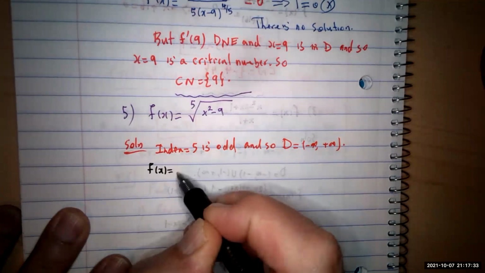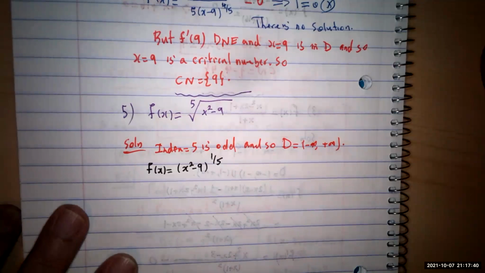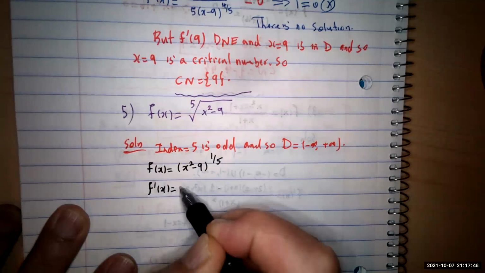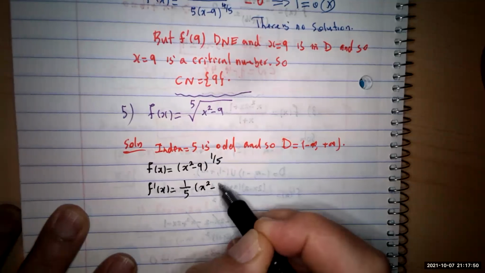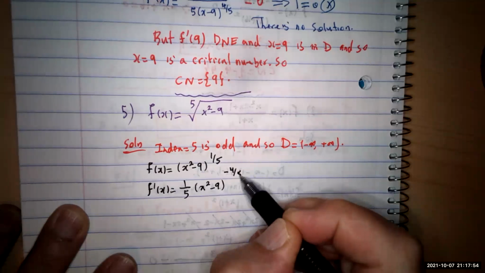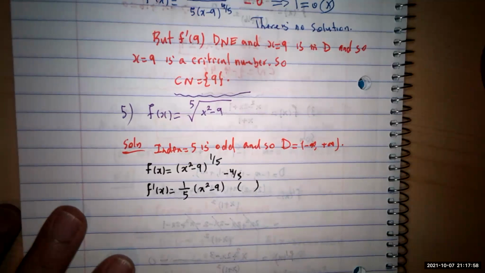Switch it, so rewrite it. That gives x squared minus 9 to the one fifth. Differentiate. Same thing, u to the one fifth. So what's going to be the derivative? F prime of x equal to, you bring the power down, one fifth, x squared minus 9 to the one fifth minus 1, negative 4/5, times u prime. This is the difference. What's u prime for this one? Any suggestion?